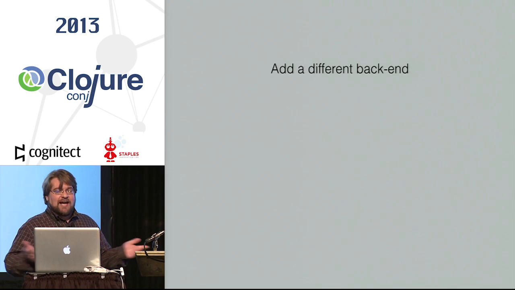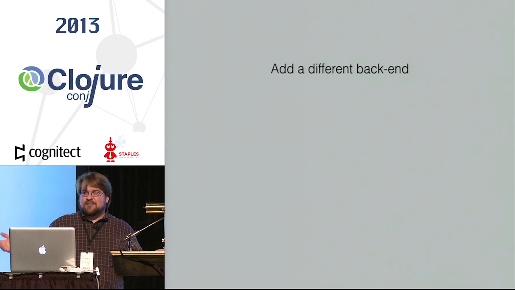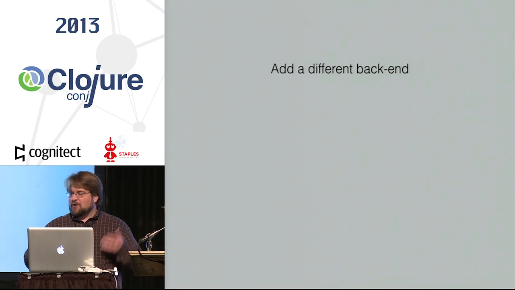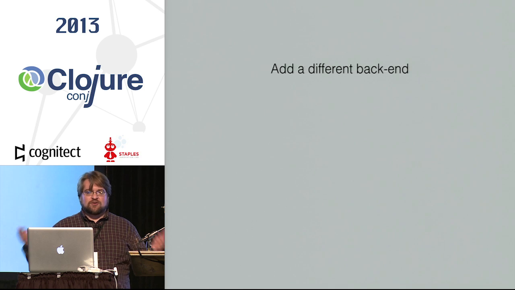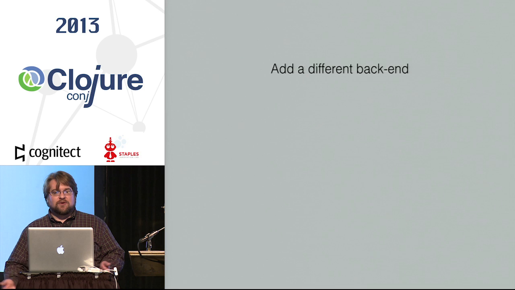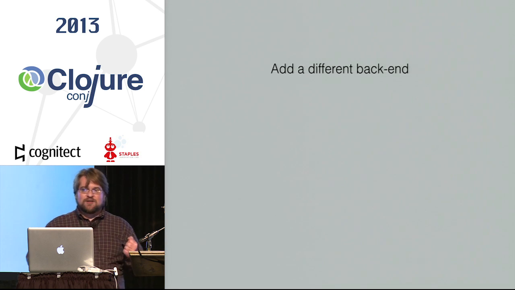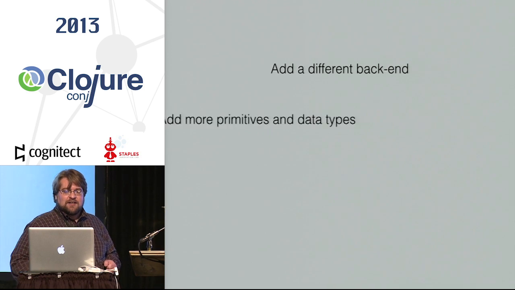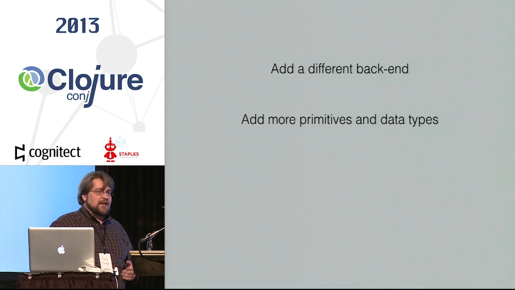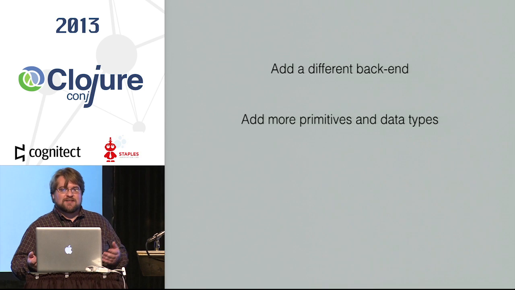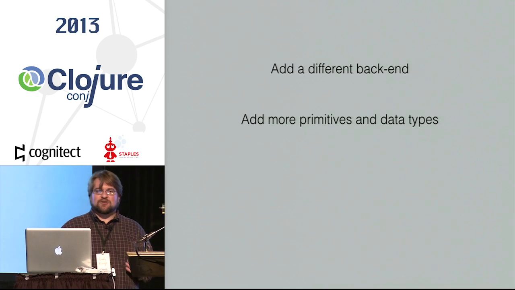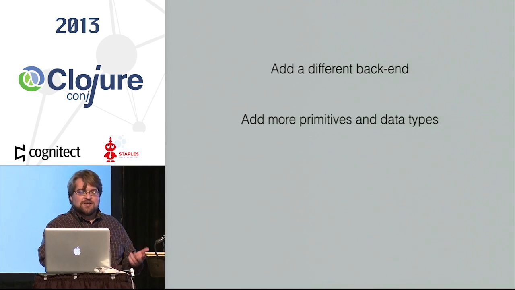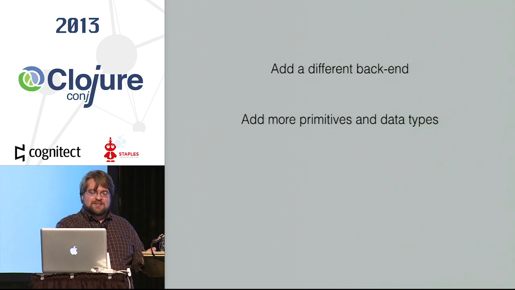But one of the things we could do is add a different backend. C is a fine target for us, but we could also target JavaScript or Clojure or the JVM or .NET, whatever we want, really. LLVM, I've really been wanting to play with LLVM, but I haven't had a chance to yet, so that would be a fun one. We could also add more primitives and data types. There's a lot of data types that I think are really neat in Clojure that I would love to add to a Scheme implementation so that I can use them there.